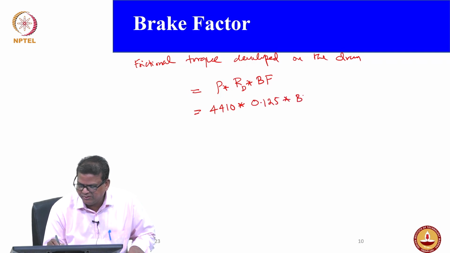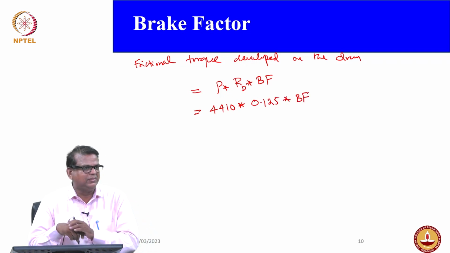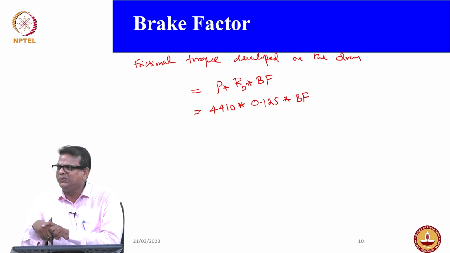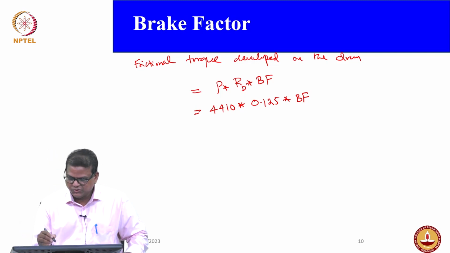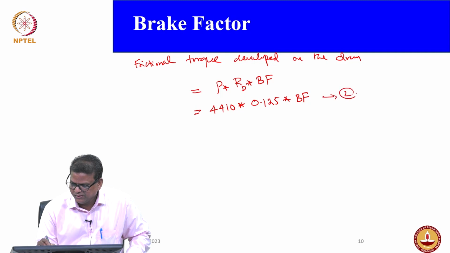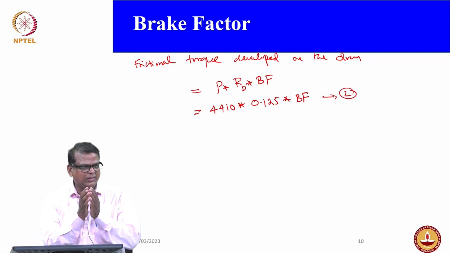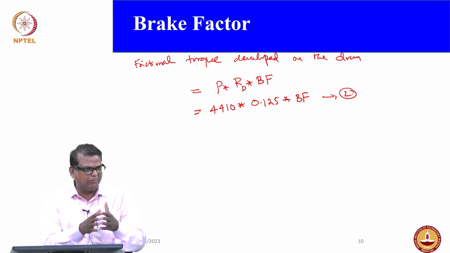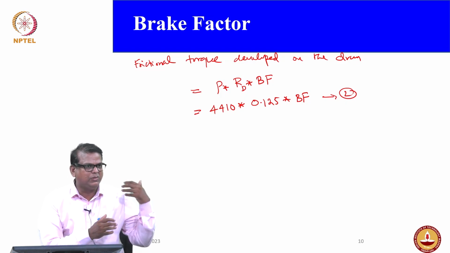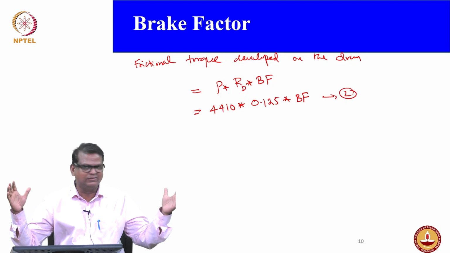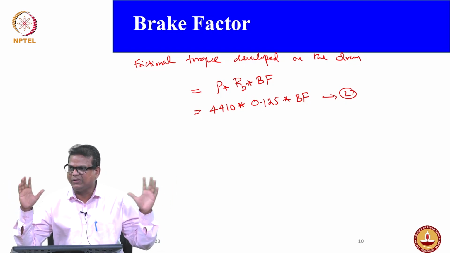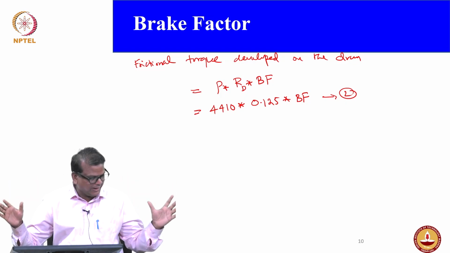Do we know the braking value? Are we knowing the brake factor value? We don't know, right? We have to find out. So that's equation number 2. But the concept would be, we know that whatever brake is developed by the drum must be equal to the brake developed by the vehicle. That has to be equated. That has to be matched.